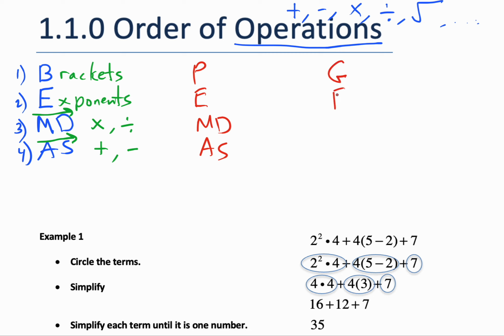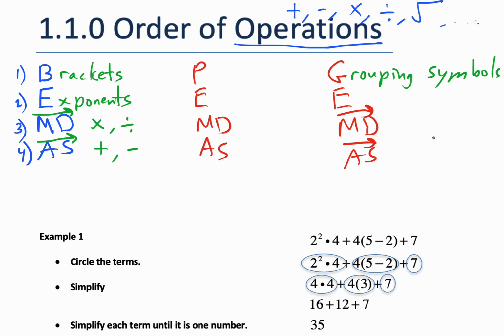Or some people call it GEMDAS. The G is for grouping symbols rather than parentheses, because technically it's not just parentheses. Things like if you've got 2 times square root of 4 plus 5, you do the 4 plus 5 first because they are grouped. They're not really in parentheses, but they're kind of like in parentheses. You do this first. So that's where the G comes from.